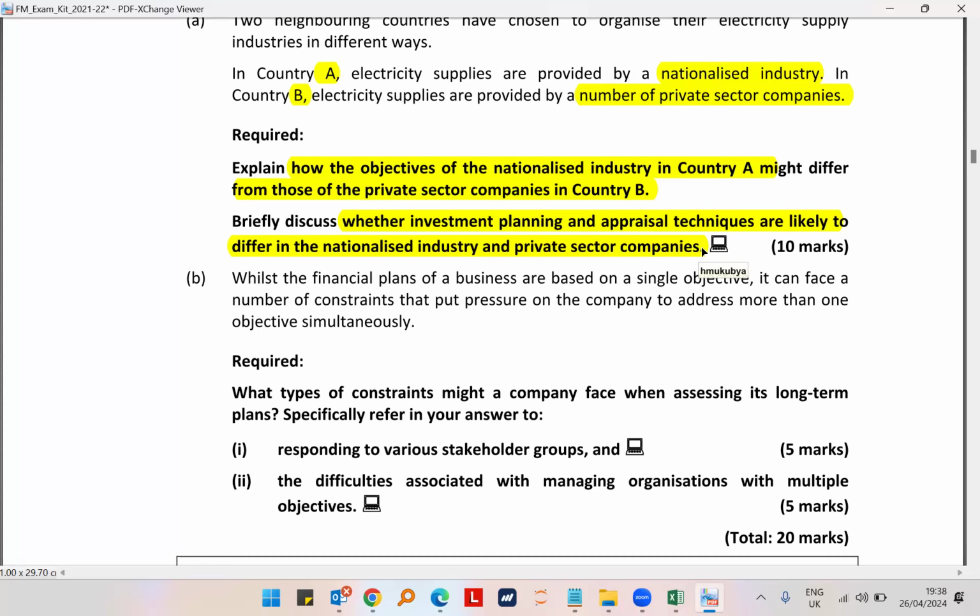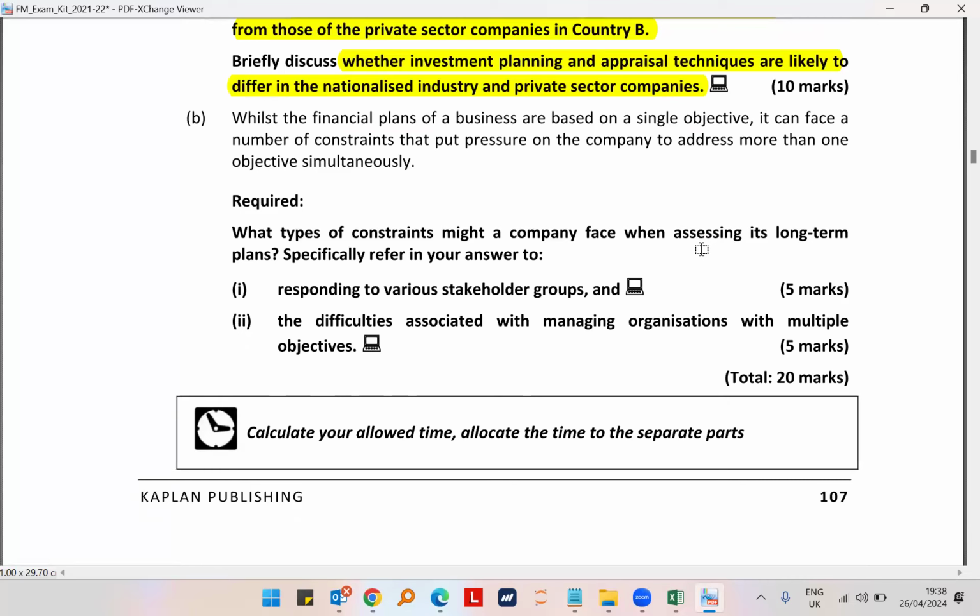Then for part B, they are saying that while the financial plans of a business are based on single objectives, it can face a number of constraints that can put pressure on the company to address more than one objective simultaneously. So when you read through here, they say that when you are planning, we base on one objective, but things can happen that pressure us to actually address more than one simultaneously.